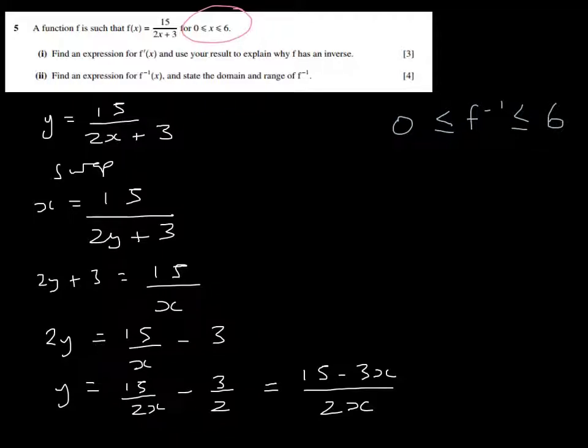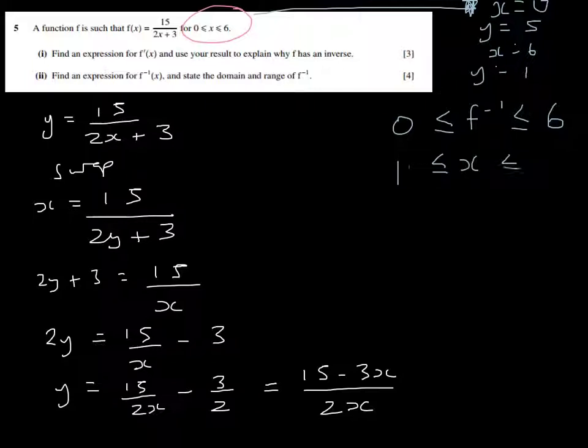We need the domain of our inverse function, which would be the range of our original function. So if we go back to our original function, we know that the x values have to be between 0 and 6. So when x is 0 in the original function, y was 5, and when x was 6 in the original function, y was 1. So our range for our original function is between 1 and 5, so that becomes our domain for our inverse function. Oops, sorry, that should be a 1. So our x values for our inverse function are between 1 and 5.